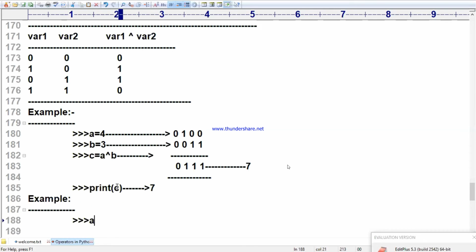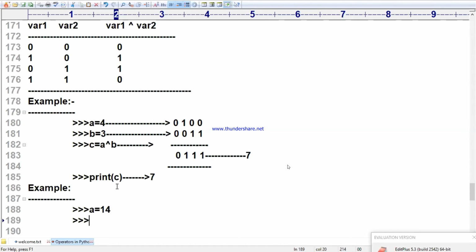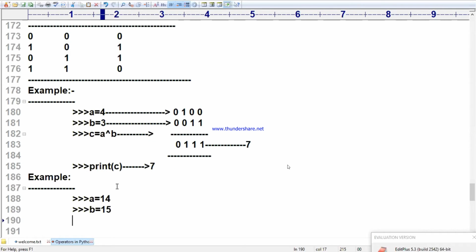See now. A is equal to 14. B is equal to 15. Now I am writing C is equal to A XOR of B. Now tell me, 14 is what? 1 1 1 0. What is B? 1 1 1 1.